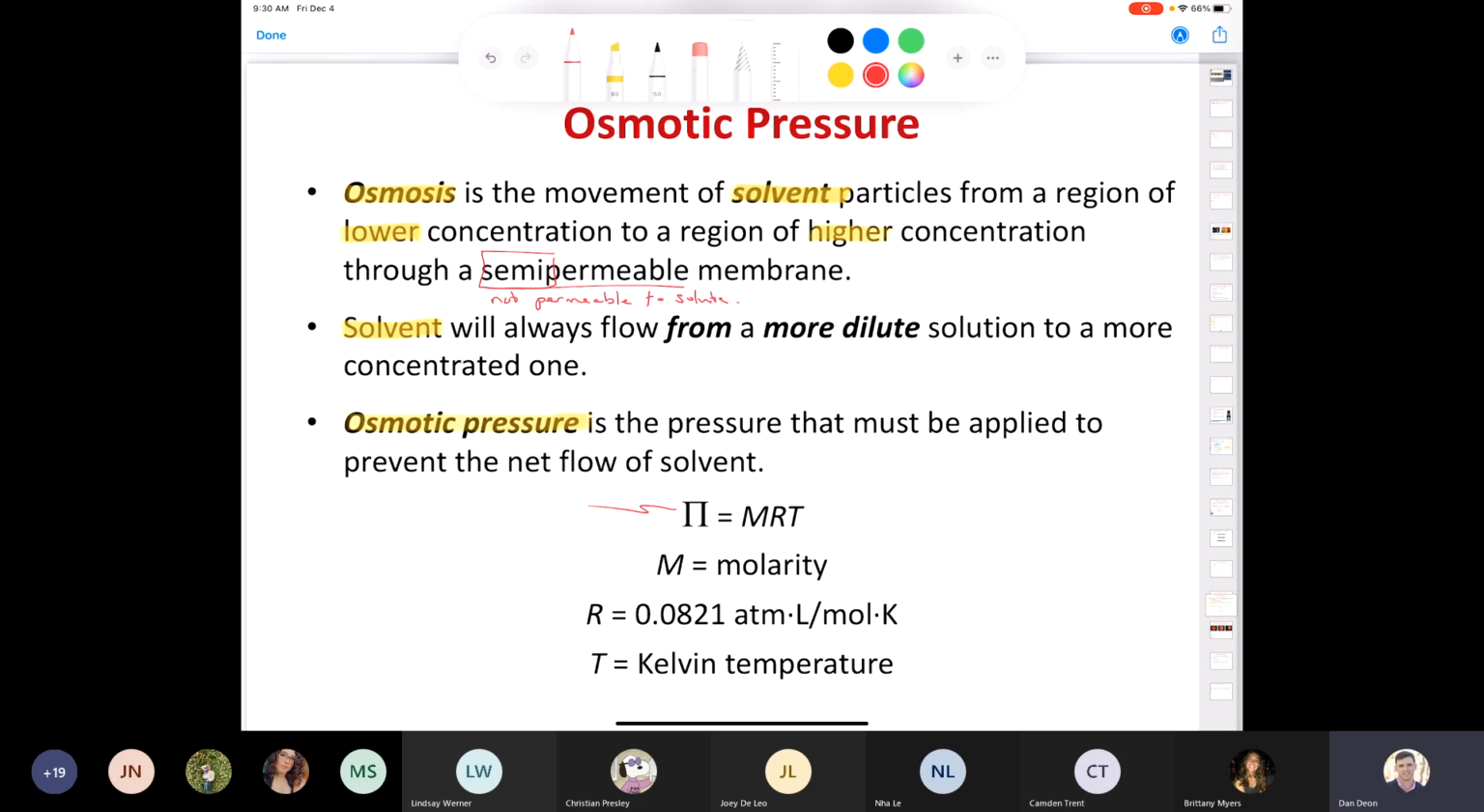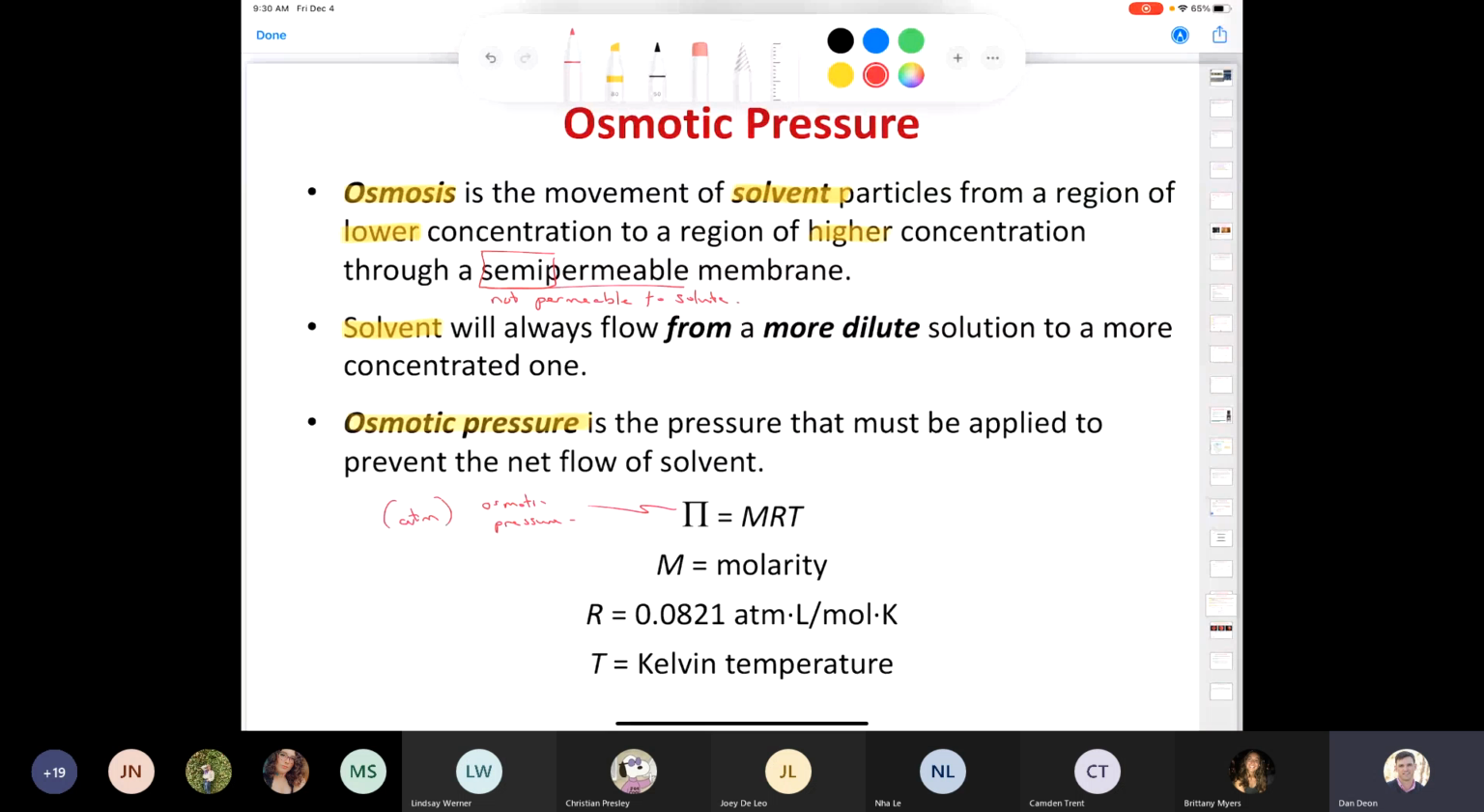Now, you might be wondering, if it's pressure, why don't they use P? Well, the capital letter P, pressure in chemistry, that's used for gases. So when we use the Greek letter, the capital P in Greek, which is the capital Pi that you see here, this is osmotic pressure. And osmotic pressure is measured in atmospheres. So we're still going to measure it in atmospheres.